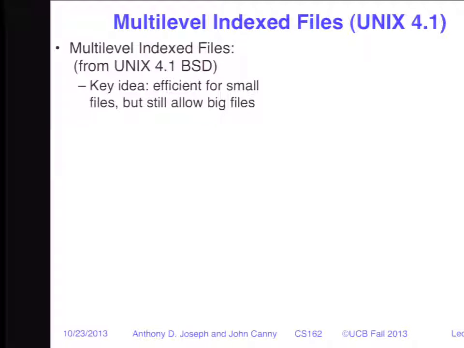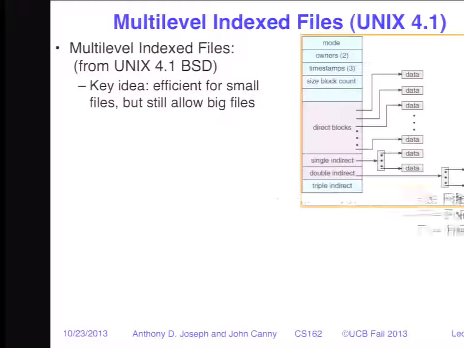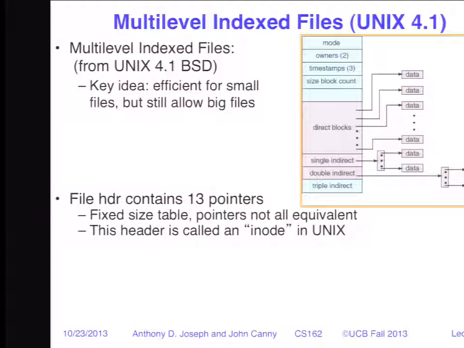So the key idea for 4.1 BSD was to make small files very efficient, but support large files. So here's how it worked. You have a file header. So this is the data structure that defines a file. So it contains a bunch of information like the mode of the file. So these are the access control bits, and the owner of the file, any timestamps for when the file was last accessed, when it was created, when it was last modified, the size of the file, and then some other metadata, and then a bunch of pointers. Right? This header is called an inode in Unix.